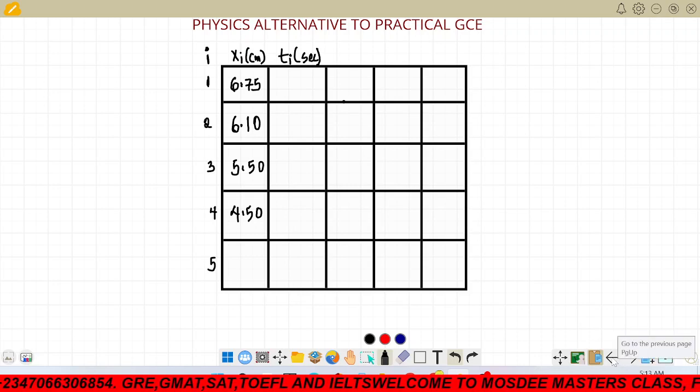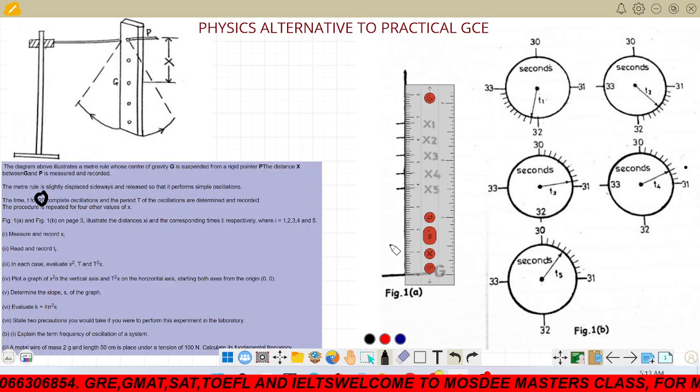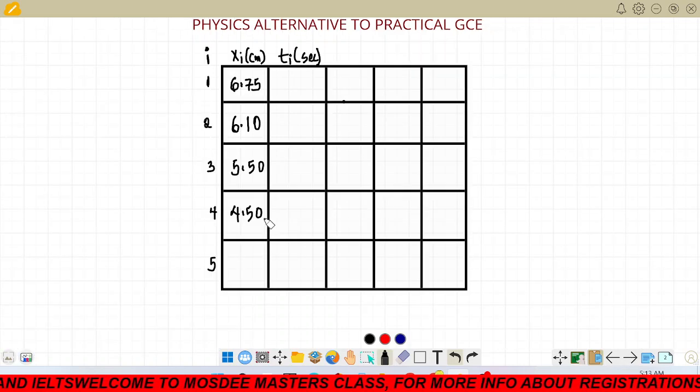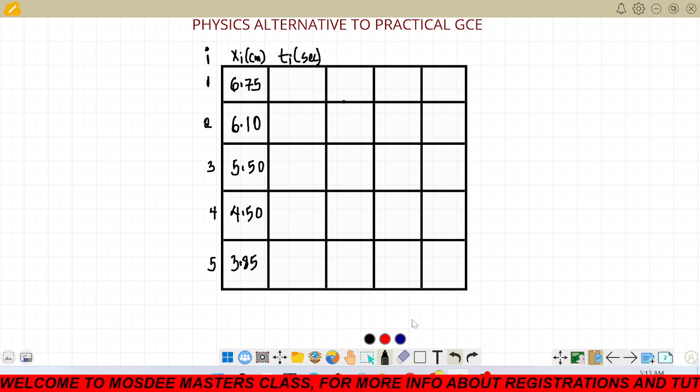And the last measurement I have here is x5. That is greater than 3.5. It's 3.6, 3.7, 3.8, 3.9, 3.85. So you can see the way I've done my own. So this is 3.85, and the same thing I'm going to record.